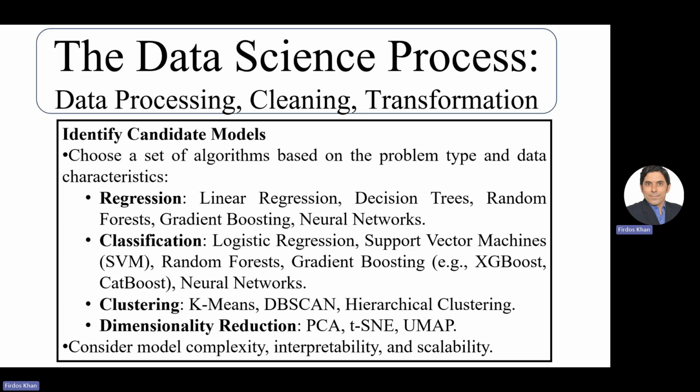So this is all about selection of the model, and you can see that in these two categories, regression and classification, most of the models you can use for both purposes, for regression and for classification. So you can use support vector machine, random forest, gradient boosting, and neural networks for both of these categories.